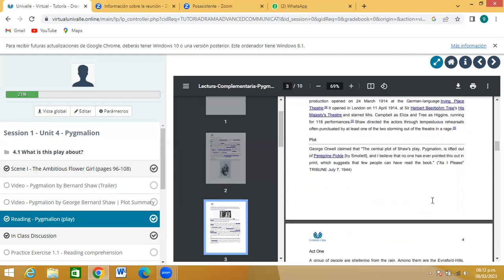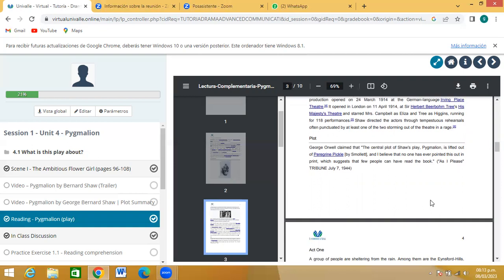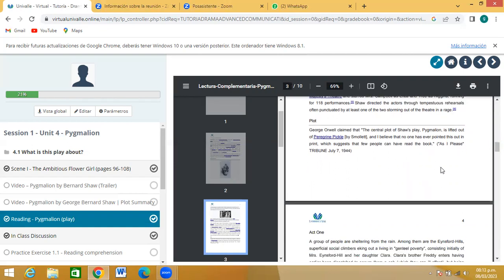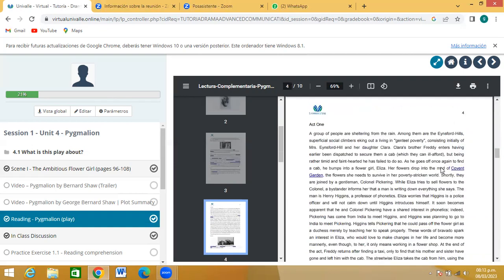Let's see the plot. George Orwell claimed that the central plot of Shaw's play, Pygmalion, is left out of Peregrine Pickle by Smollett. And I believe that no one has ever pointed this out in print, which suggests that few people can have read the book. Probably they think that it was boring, the book, but at the end, it was not.